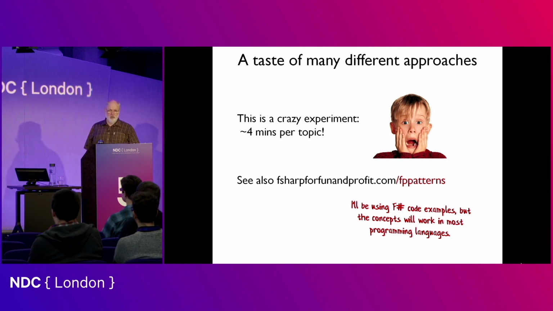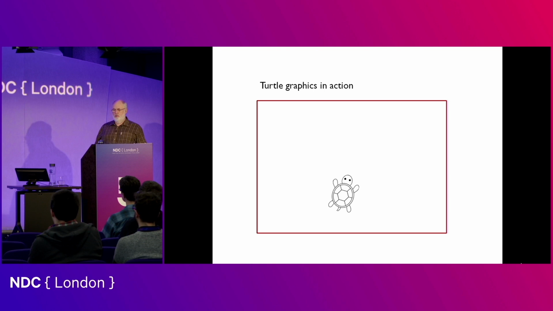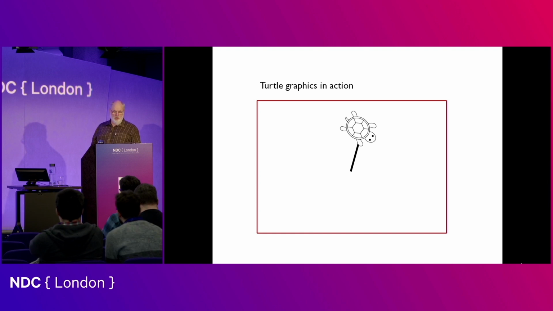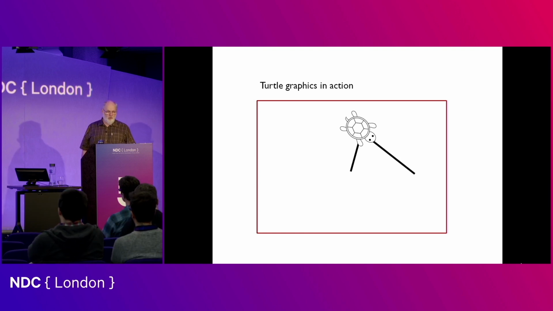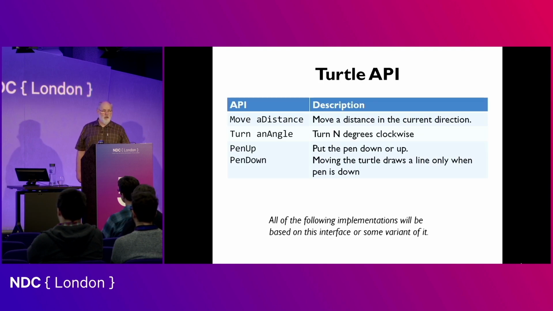I'm going to be using F# for the code examples, but this stuff will work in pretty much any programming language as long as it has support for things like lambdas and functional programming stuff. Right, so turtle graphics. For people who are not familiar, you have a little turtle on a screen or a canvas, and you can move it forward, and you can turn it around. So basically, you can turn it and you can move it. This is our API we're going to be using.